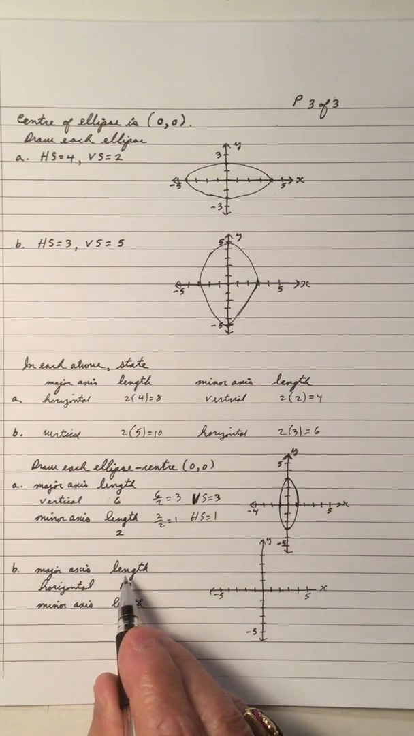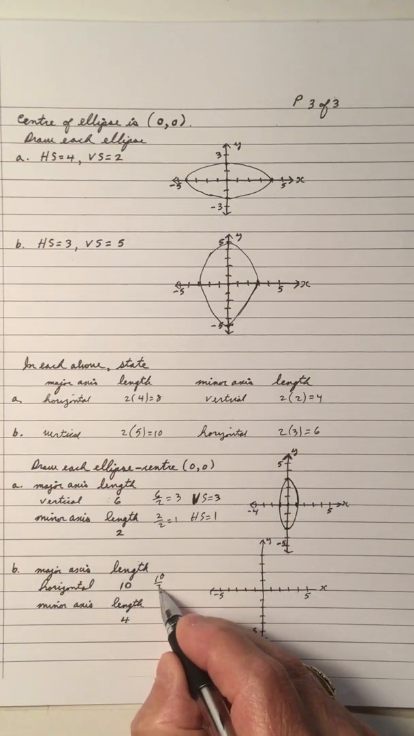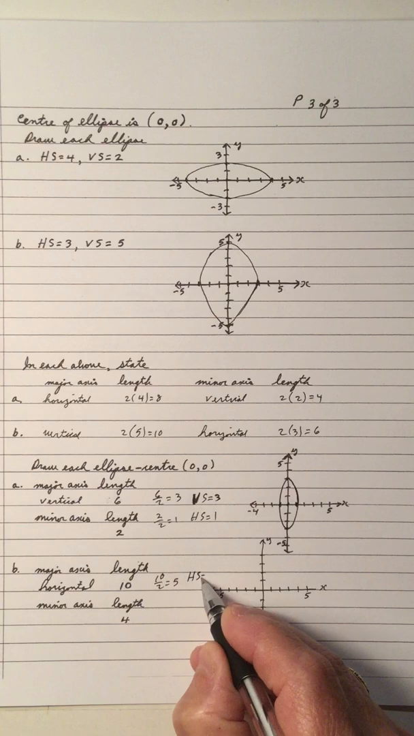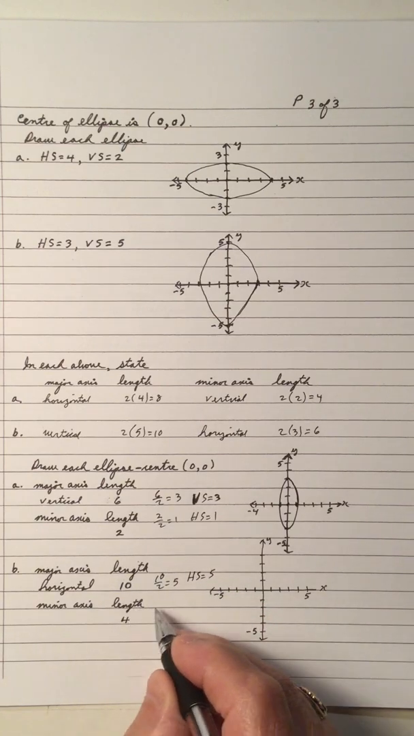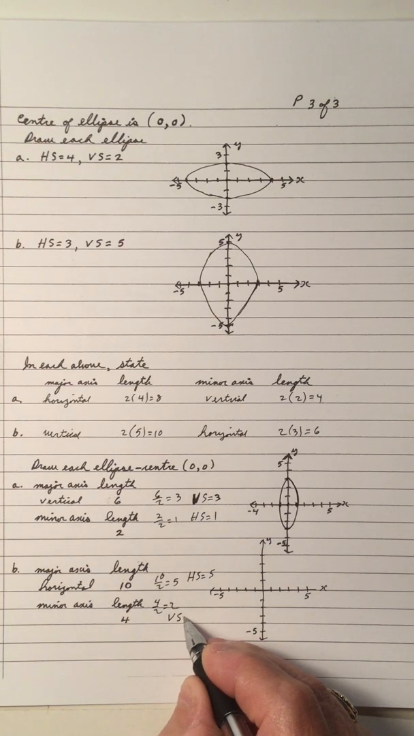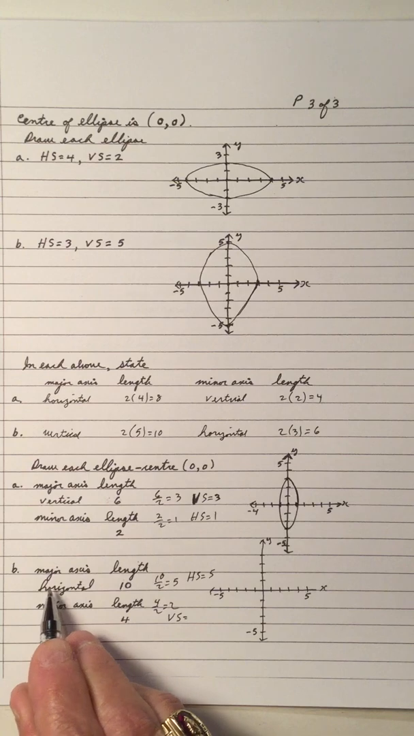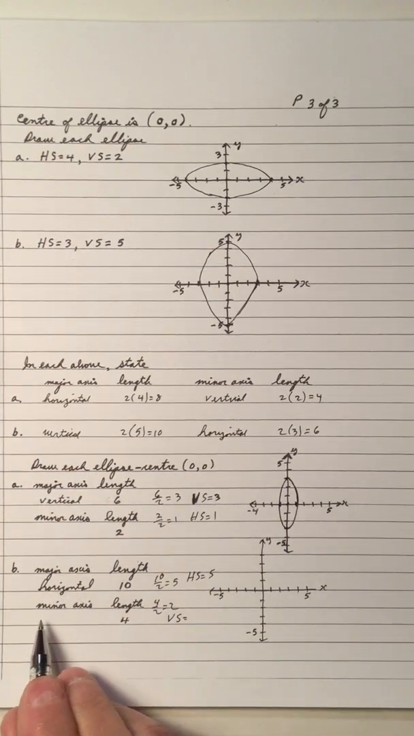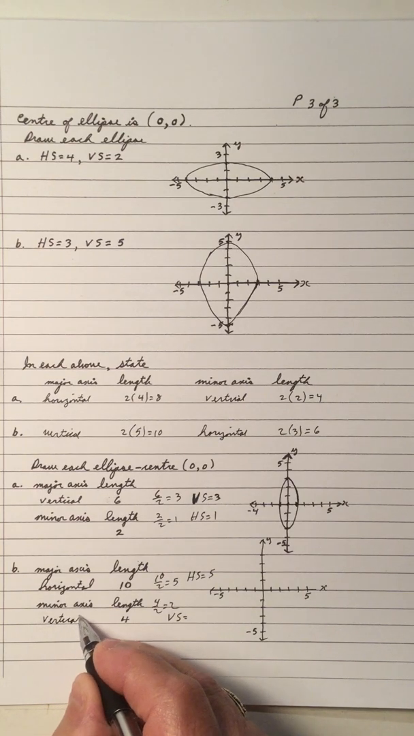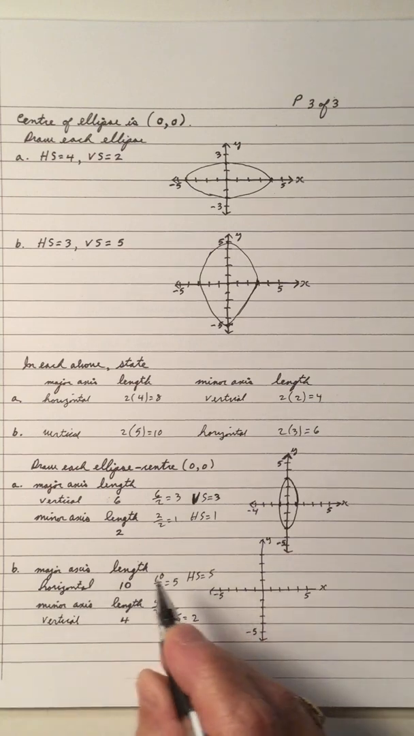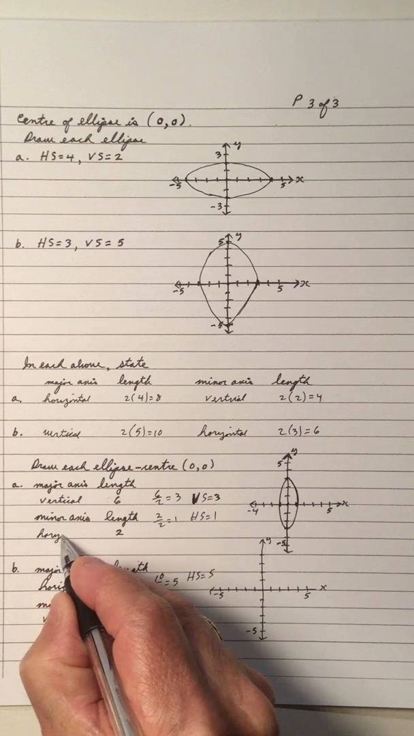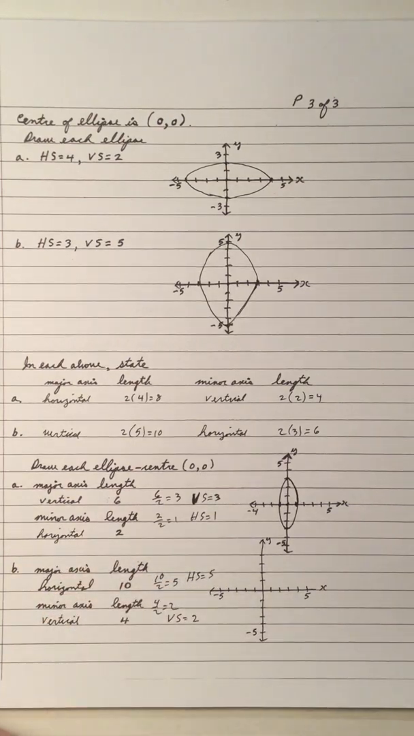And B, the major axis has a length of 10. So 10 divided by 2 is 5. So the horizontal axis, the horizontal stretch is 5. The length is 4. So 4 divided by 2 is 2. So the vertical stretch, if the major is the horizontal, the minor must be the vertical. That should make sense. So the vertical stretch is 2. If the vertical is the major, then the minor should be the horizontal. Just put that in there. I said it, but I didn't write it in.